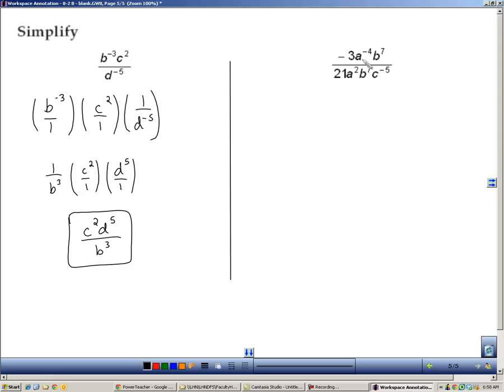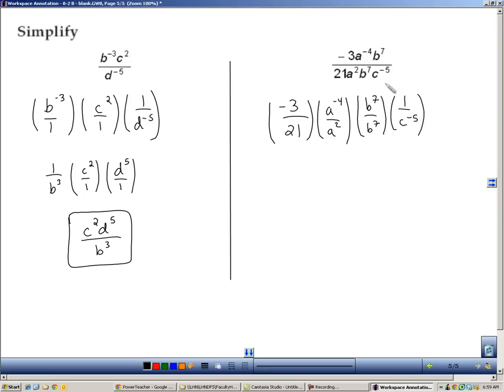In this example, we have some more negative exponents. Let's start, however, with the negative 3 over 21. Those are numbers. Then we do the a to the negative fourth over a to the second. And then b to the seventh over b to the seventh. And 1 over c to the negative fifth. Just splitting that whole fraction up, and now we'll deal with each one separately.